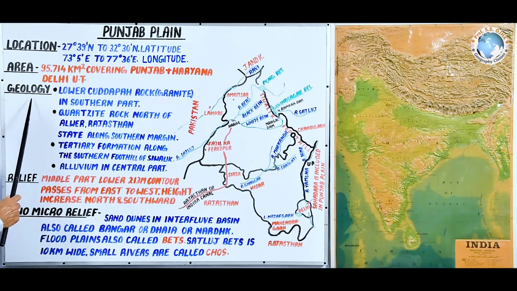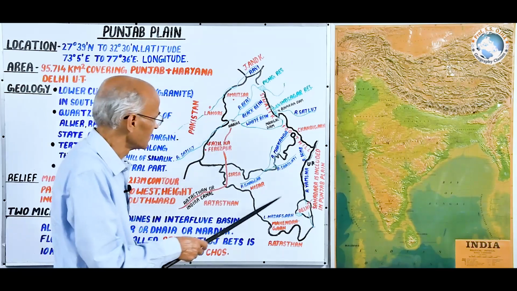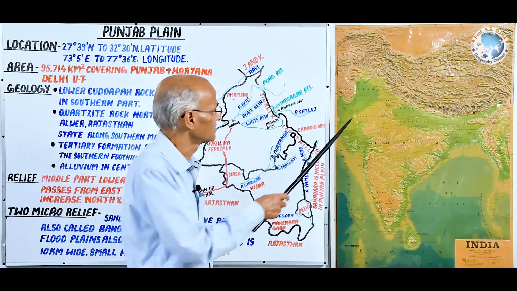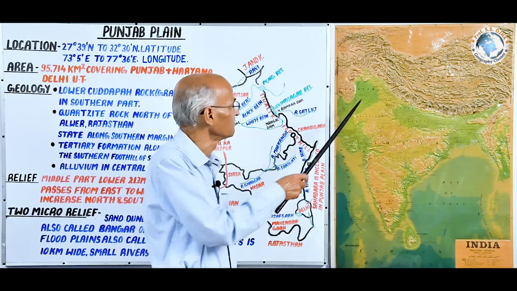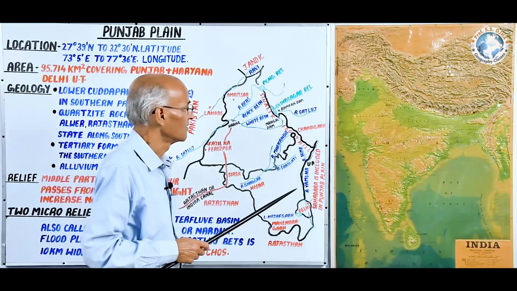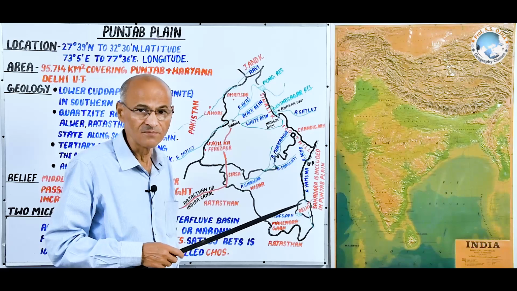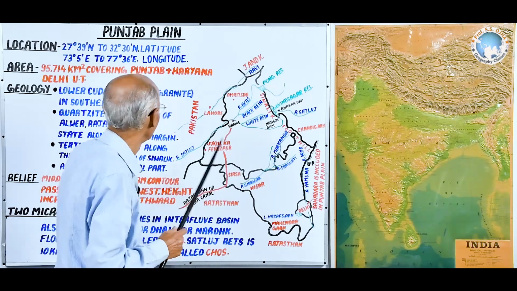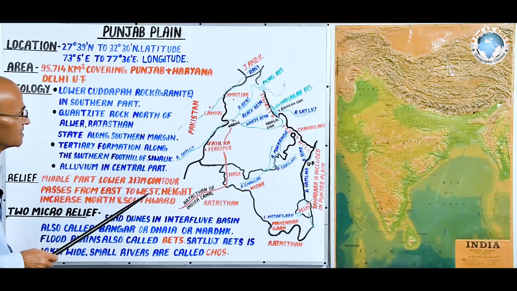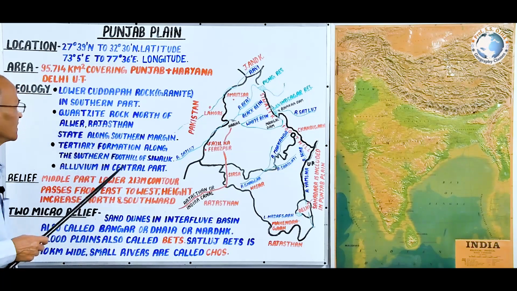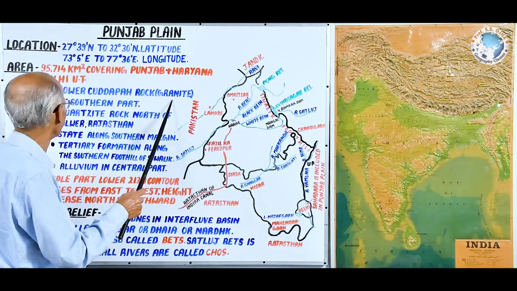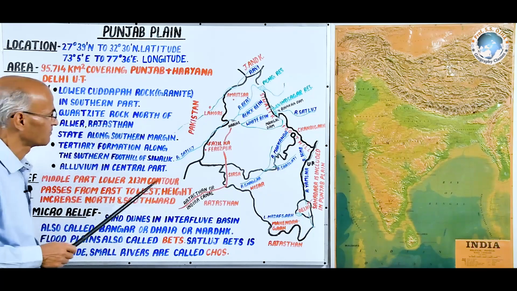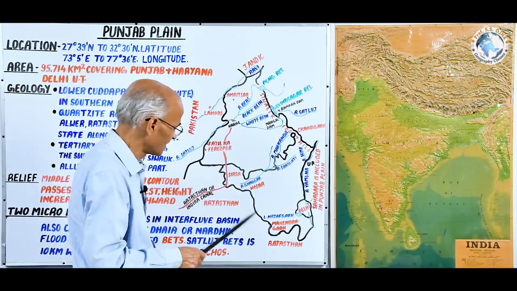Now let us study its geology. Geologically, although the plain appears to consist mostly of newer alluvium by the Satluj and tributaries, if we go deep into the geological past, then geologically it is a varied region. For example, lower Kudapa rocks like granite are found in the southern part. This is Punjab and Haryana state.